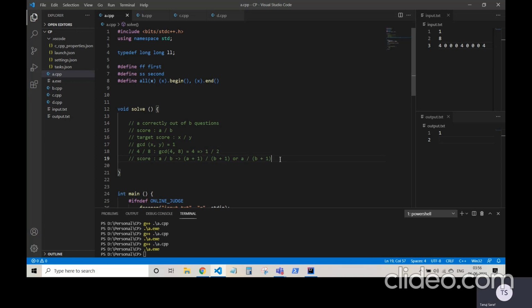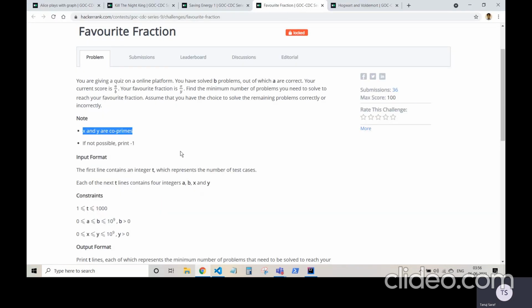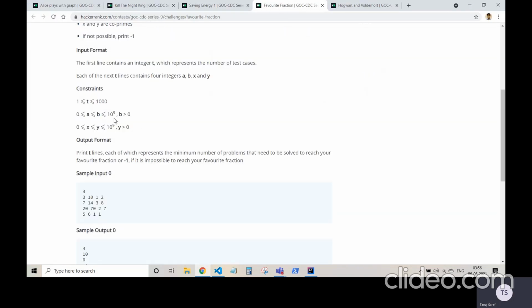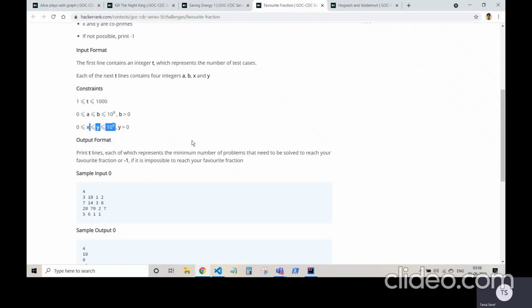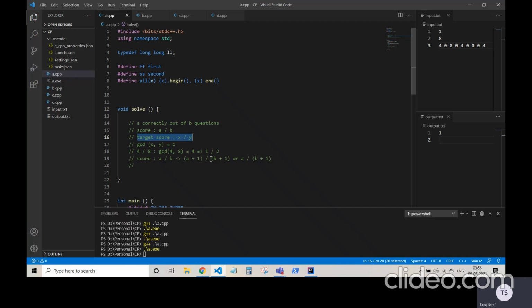Now the problem is that using this approach, I might be thinking there will be a lot of states, right? Because A and B are all in the range of 10 power 9. So definitely we cannot go the brute force way where from each A by B I try to see if I can go to this one or this one, and through which path I will ultimately end up at the target score of x by y, and which path would give me the minimum number of problems that I have to solve, that is the denominator.